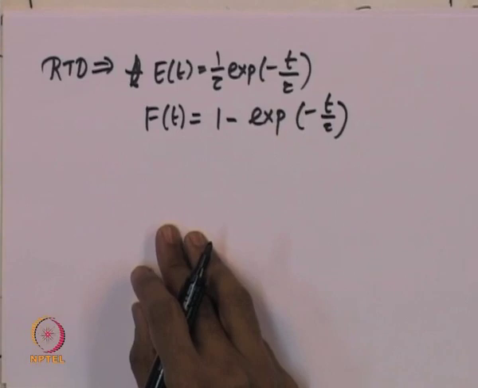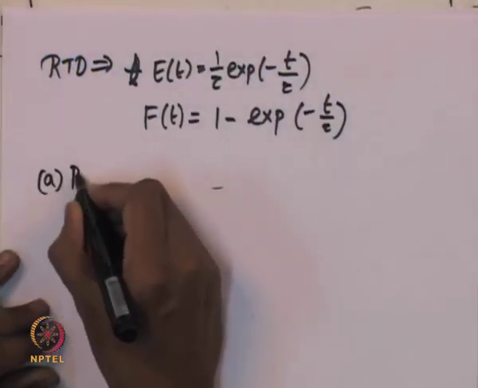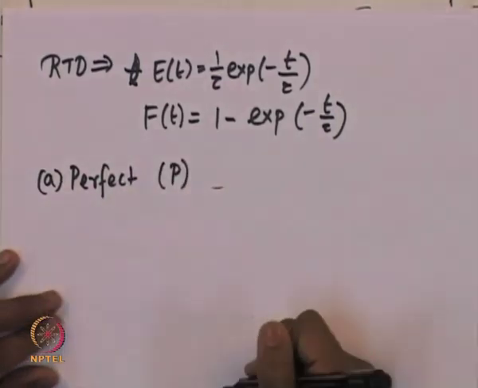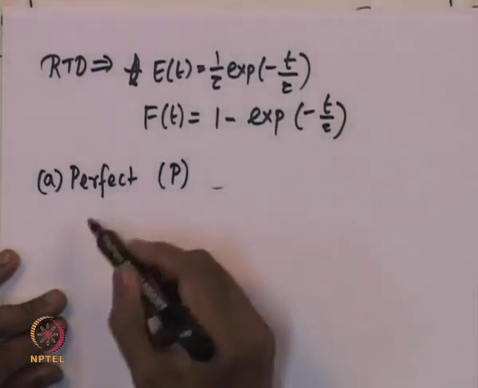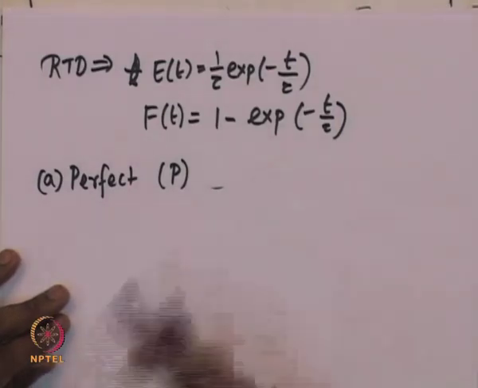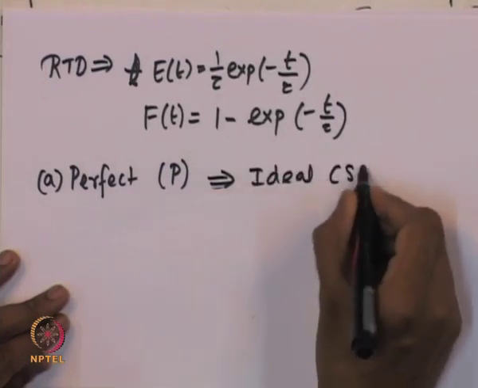Now, if we want to compare these three modes of operation, we can slowly attempt to find the RTD curve for each of these operations. Let us start with the first case, the perfect CSTR. We use the symbol P for the perfect CSTR, or operation of the CSTR in a perfect mode, that is there is no bypass and there is no dead zone, which means that the CSTR is an ideal CSTR.